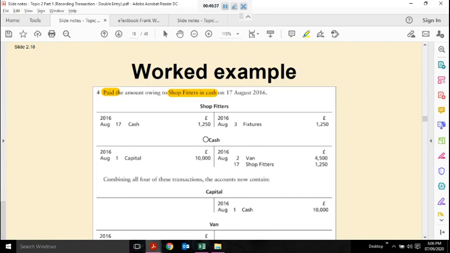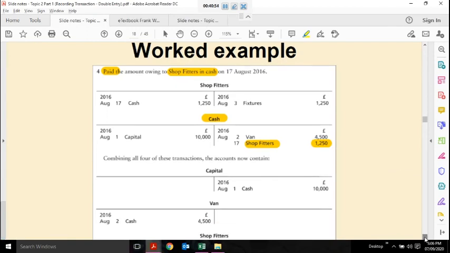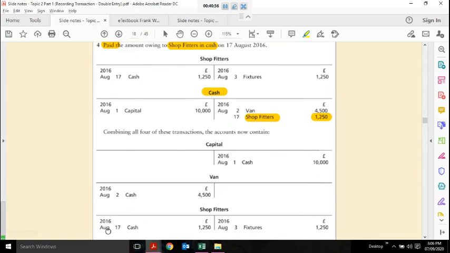So here, cash. Okay, this is from the previous one. So August 17, you write. Okay, this one you don't need to write because you already wrote it here. So 17, you write shop fitters, because you owe him, right? So you pay 1250. So in the shop fitters account on the 17th August, you should contra it.